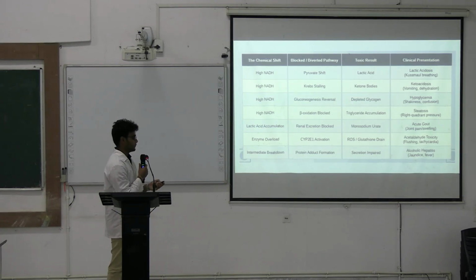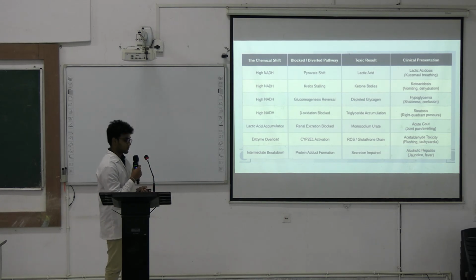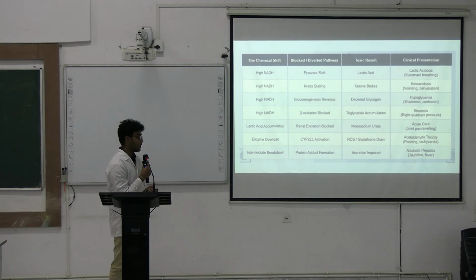And also due to the high energy level, beta oxidation of fatty acids is blocked, so they are converted into TAG, triacylglycerol, and they concentrate in the liver, causing fatty liver and steatosis. And due to increased lactic acid in the blood, the renal excretion of uric acid is blocked, so it can form monosodium urate crystals in joints and cause acute gout.